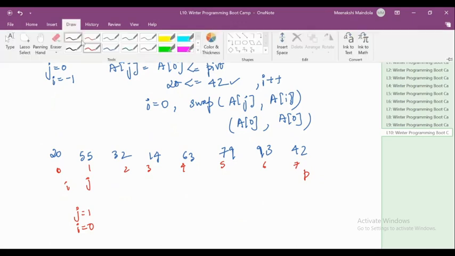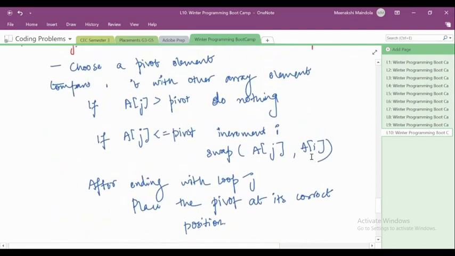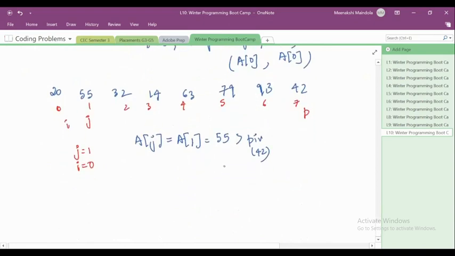Again, what do we do? We are going to compare the pivot element with the element at a of j. So at a of j, which means a of 1, we have the element 55, and 55 is greater than the pivot element, which is 42, right? 55 is greater than 42. So what happens in this case? In our algorithm, if a of j is greater than pivot, then we do nothing. Simply we do nothing and move ahead to the next iteration of the loop.